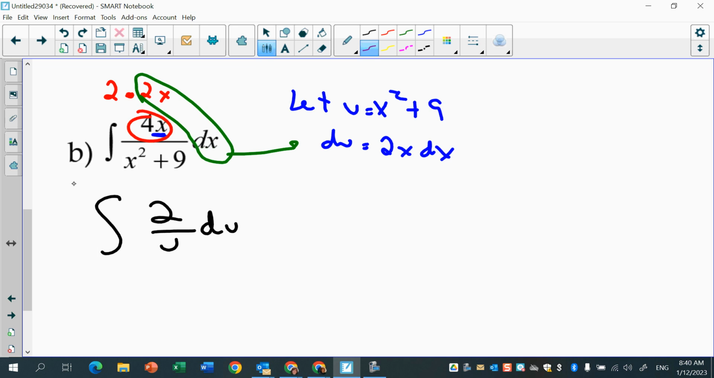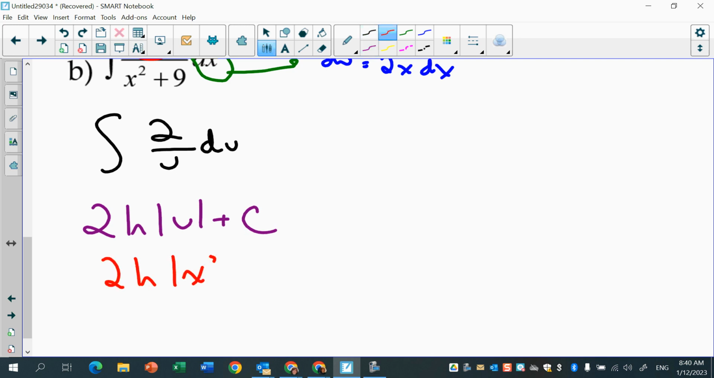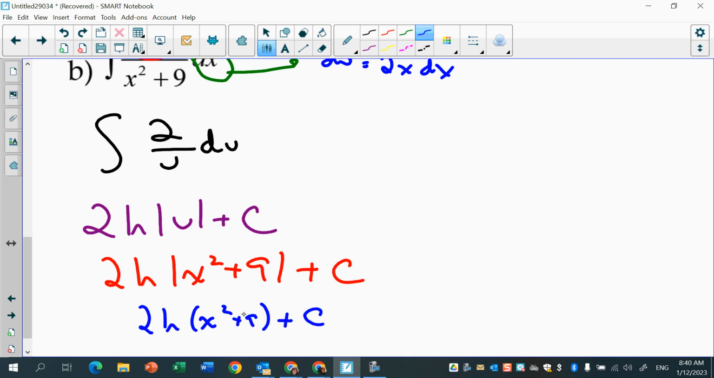I can integrate that. That integrates, that's natural log. So 2 natural log of the absolute value of u plus c, which gives you 2 natural log of x squared plus 9 plus c. Absolute value needs to be there. However, just an FYI, on this particular type of problem, I could actually get away with writing 2 natural log of the parentheses of x squared plus 9 plus c. And it would be acceptable as well.